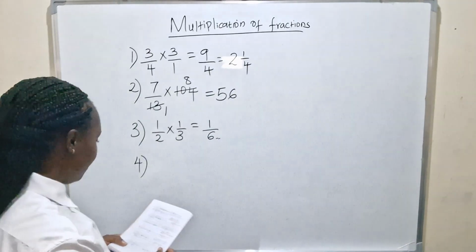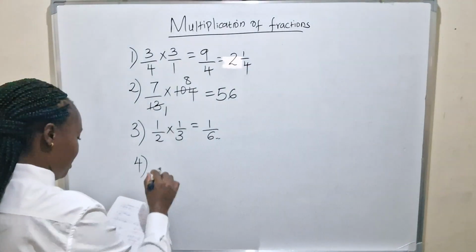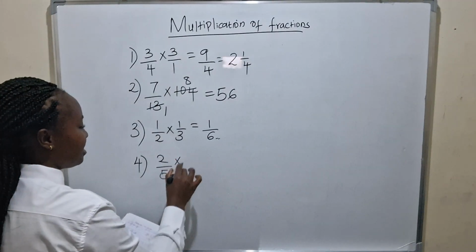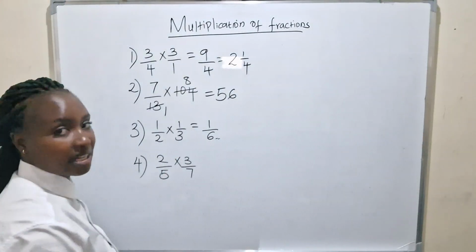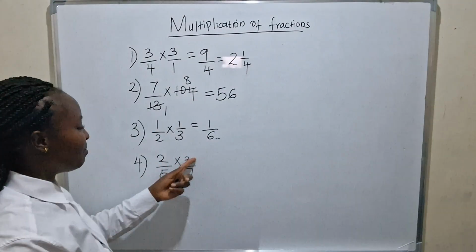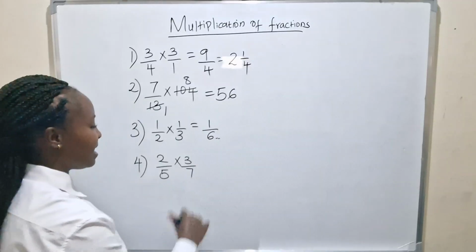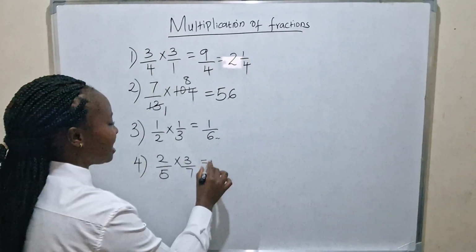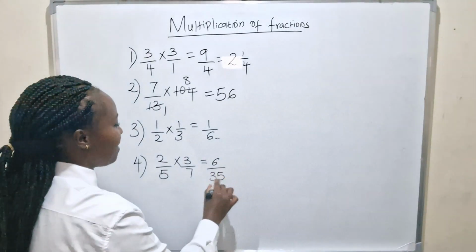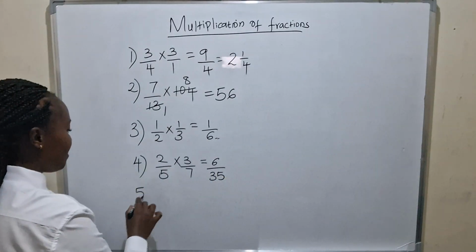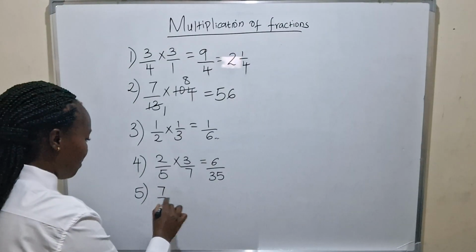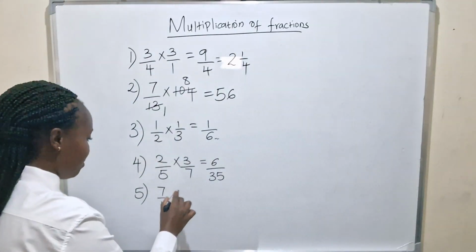We go to our fourth example. Assume that we have 2 over 5 times 3 over 7. Again, use the same aspect. You multiply the numerator and the denominator. So here we can have 2 times 3 is 6, and 5 times 7 is what? Is 35, okay?